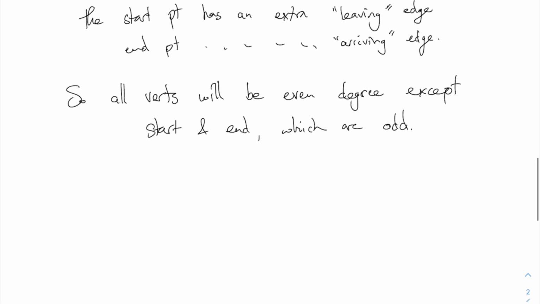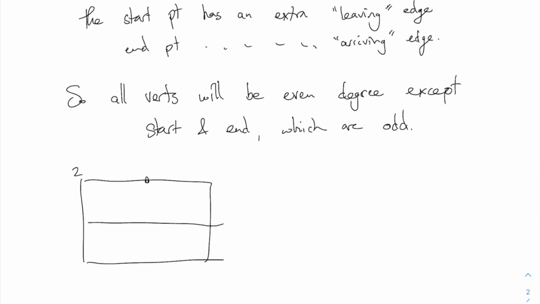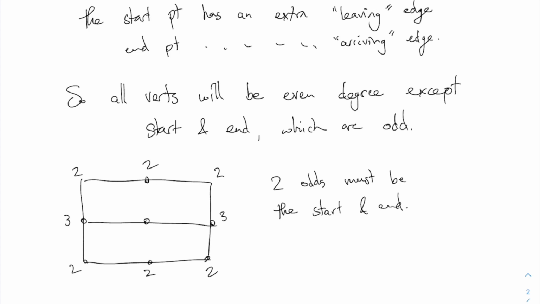This is why, in that example I just did, all the vertices are 2, except for those 2 on the sides there. And it is not a coincidence that my starting and ending point happened to be the 2 odd ones. Actually, it must be the case that the 2 odds must be the start and the end. It's just not going to work any other way. All right?